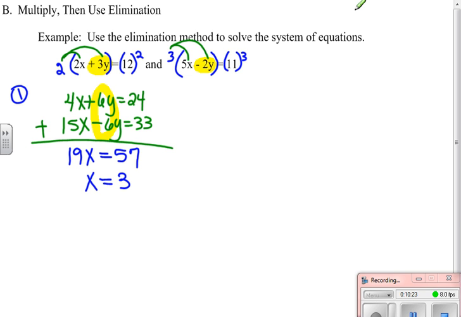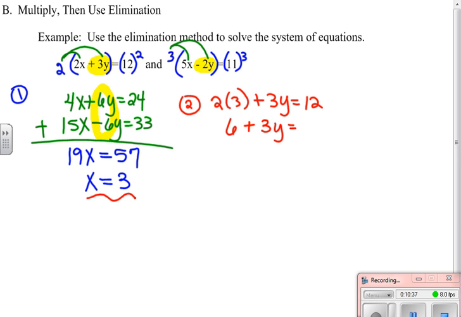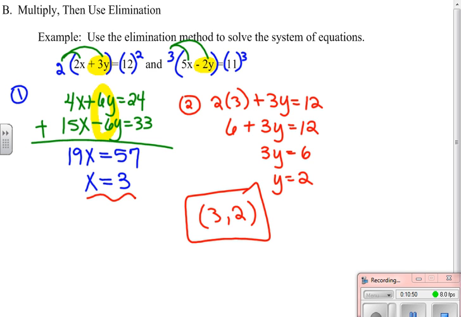I take that 3 and I substitute it into either equation. I'll just take the first one for now. 2 times 3 plus 3y equals 12. 6 plus 3y equals 12. Subtract 6 from both sides. Divide by 3. And so my answer to this is (3, 2). These two lines will cross at (3, 2).